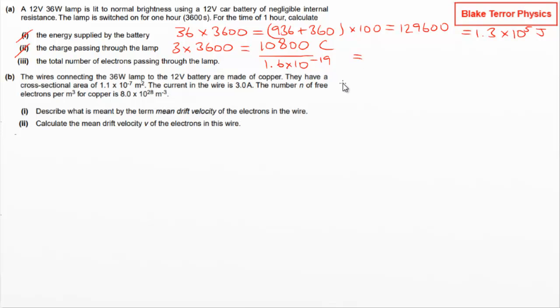I've got to go to the calculator this time. This is why I'm waffling a little bit. That comes out 6.75, so let's say 6.8 times 10 to the 22. Right, some nice calculations to get us started.